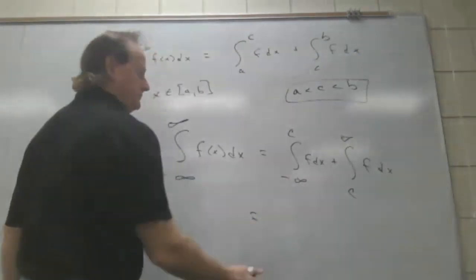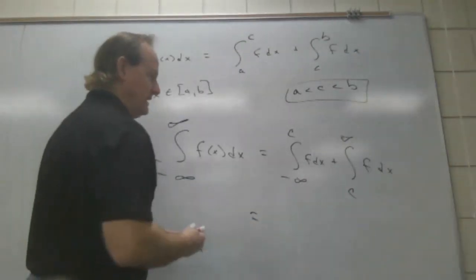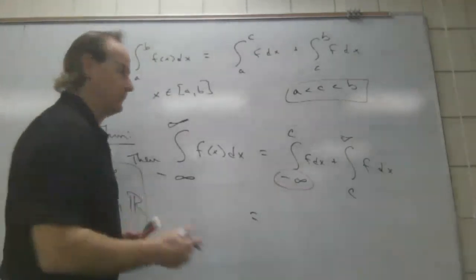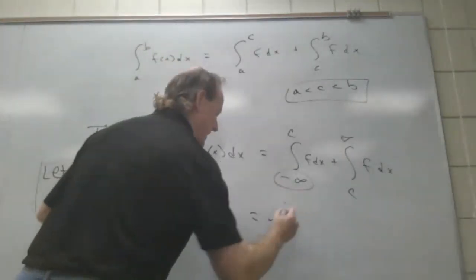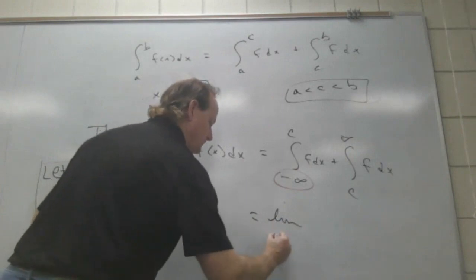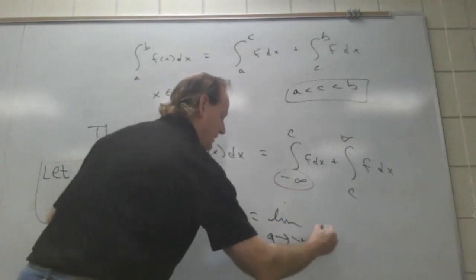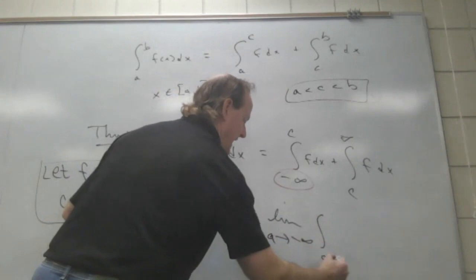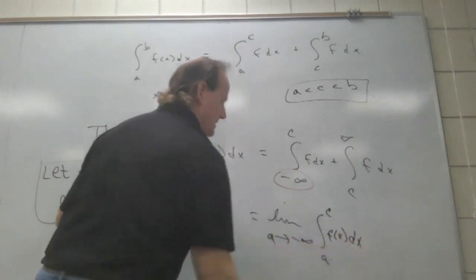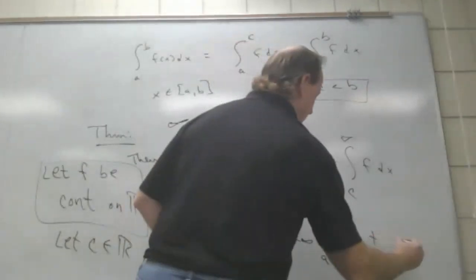How can I rewrite the first one? The lower limit is a, right? So I can rewrite this one as the limit as a approaches what? -infinity of the definite integral from a to c of f of x dx. That rewrites the first one.